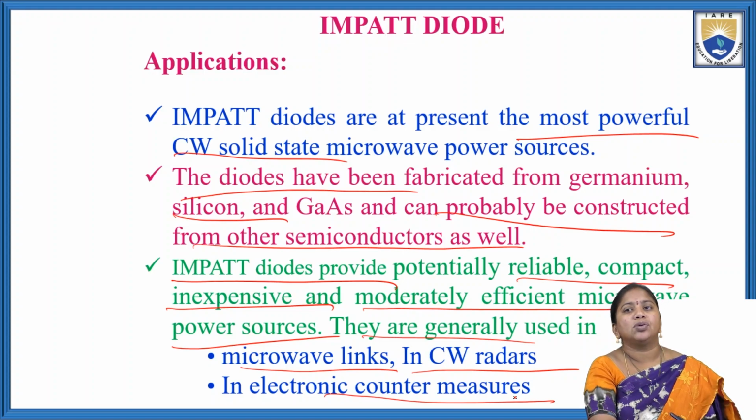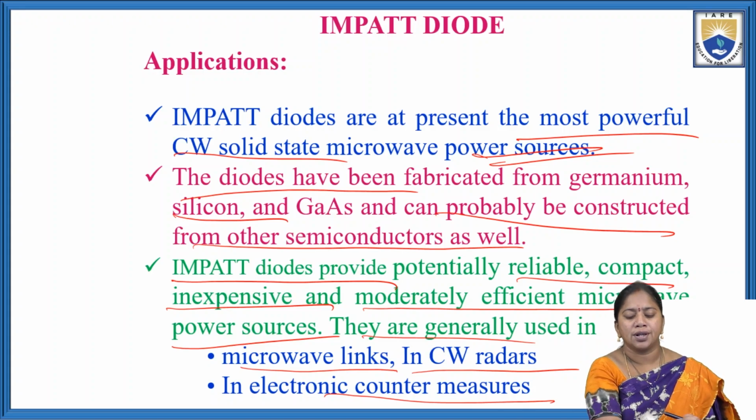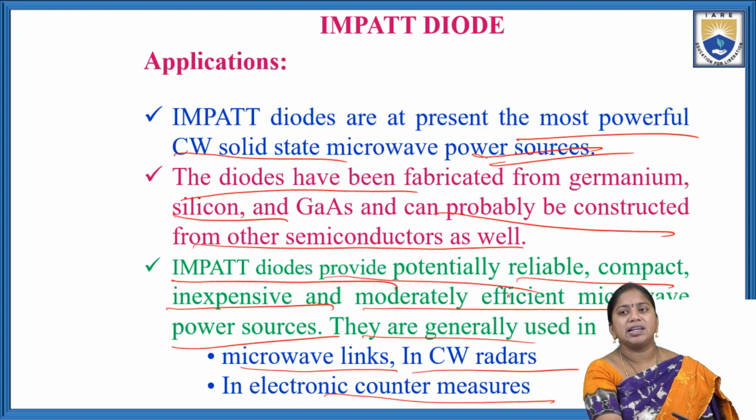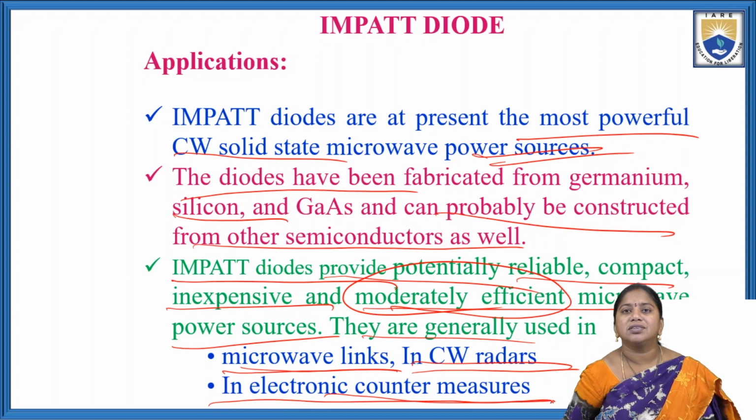So, impact diodes are at present the most powerful CW solid state microwave power sources. The diodes have been fabricated using either germanium, silicon or gallium arsenide. They provide potentially reliable, compact, inexpensive and moderately efficient microwave power sources. They are generally used in microwave links, in CW radars, in electronic countermeasures.